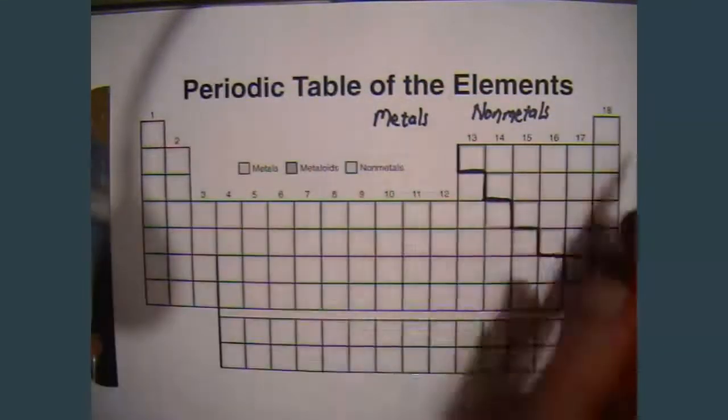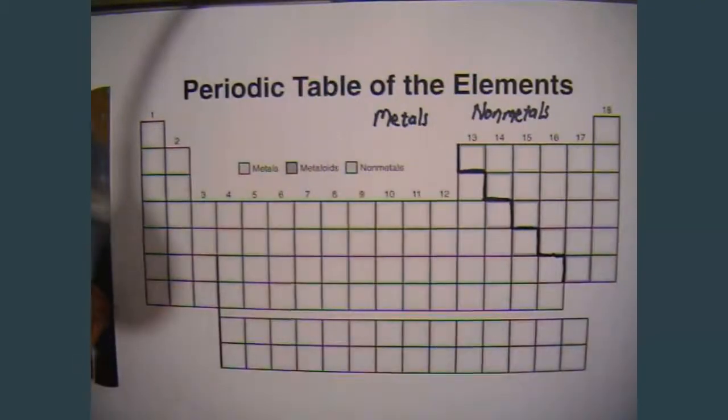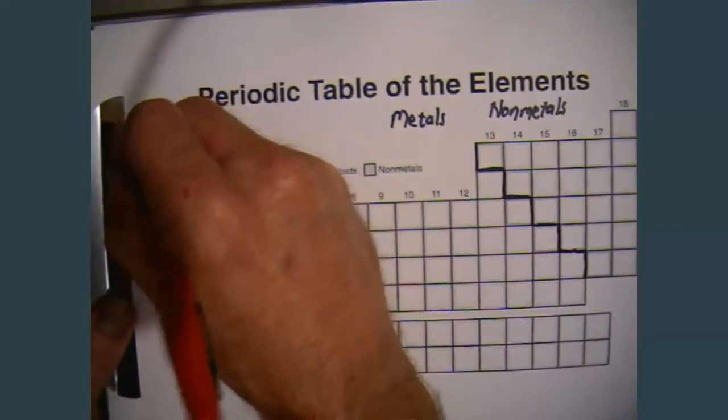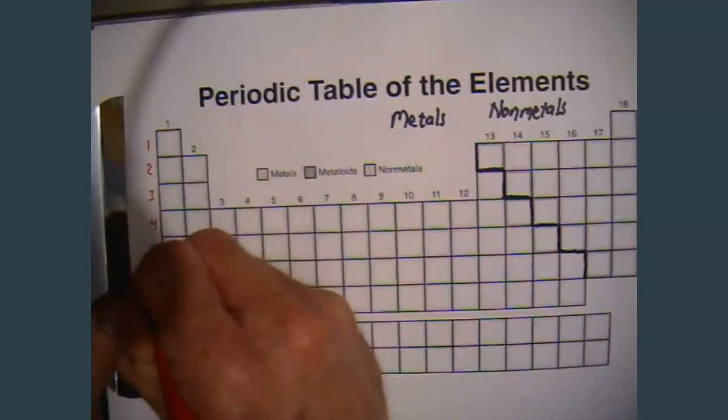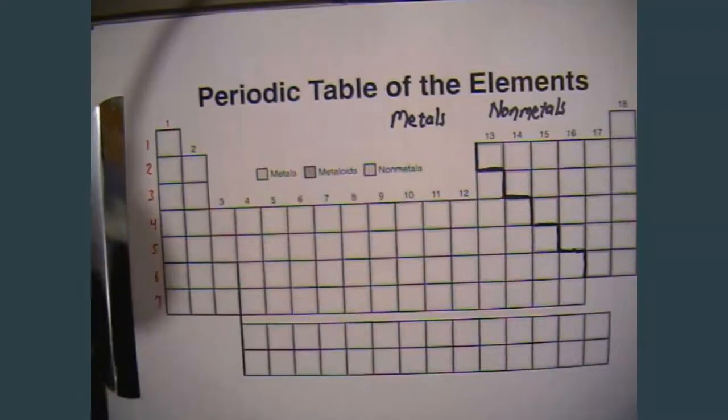Now going across are the periods, and there are 7 periods: 1, 2, 3, 4, 5, 6, 7. Now some of these families or groups have special names, so we're going to go ahead and fill in some of these.